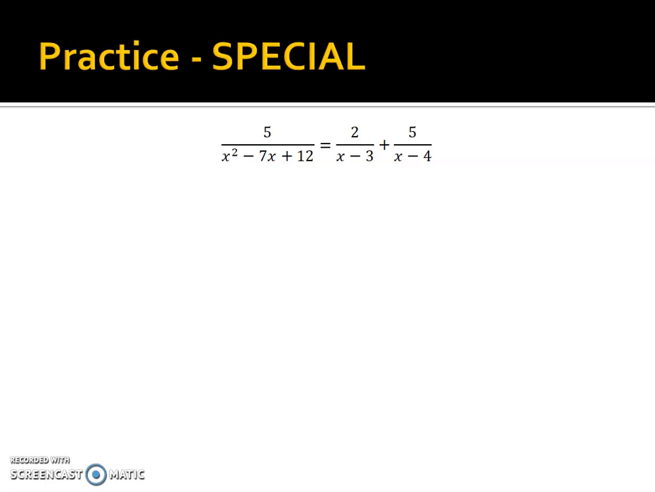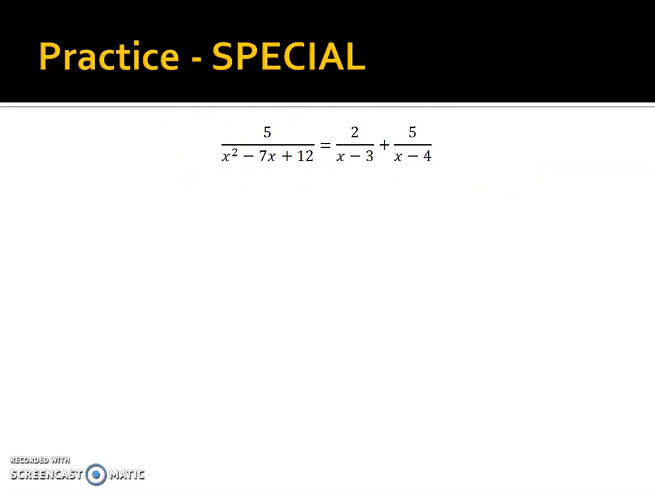Okay, last video that we have here, we've got 5 over x squared minus 7x plus 12 equals 2 over x minus 3 plus 5 over x minus 4. Okay, so again, this does have a special case, but as far as everything goes at the beginning, everything that we are doing at the beginning is still the exact same.